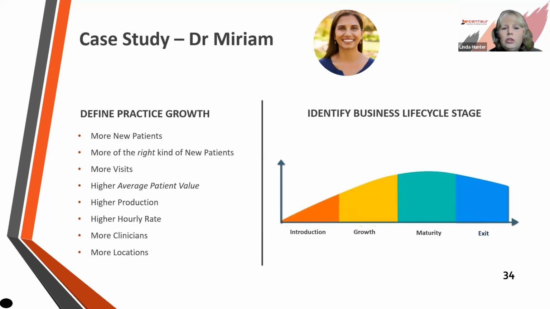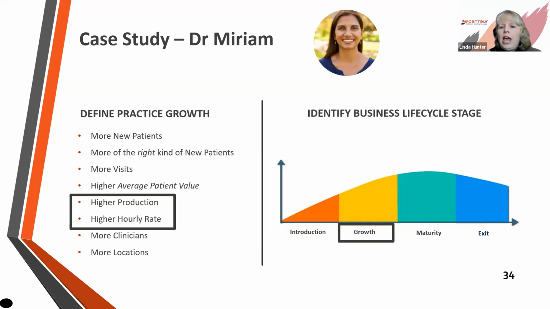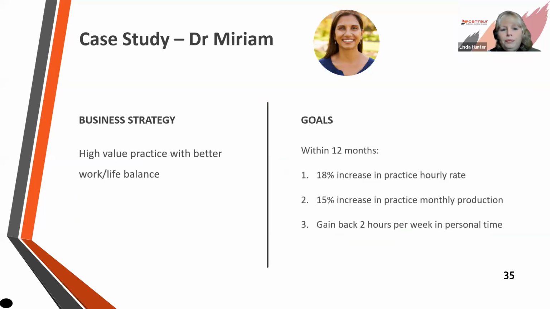Okay, so we go back to Dr. Miriam working on that preparation that Sean was talking about, and you can see her define practice growth, but the ones that she really wanted to focus on were a higher production and a higher hourly rate. And then we also wanted to check where she was in her business life cycle, and she's at the growth stage. So with this information, how do we go, Sean?